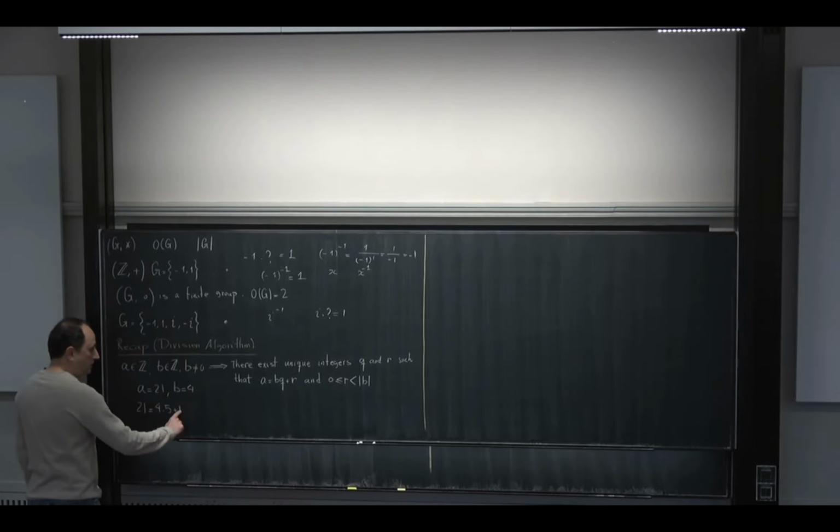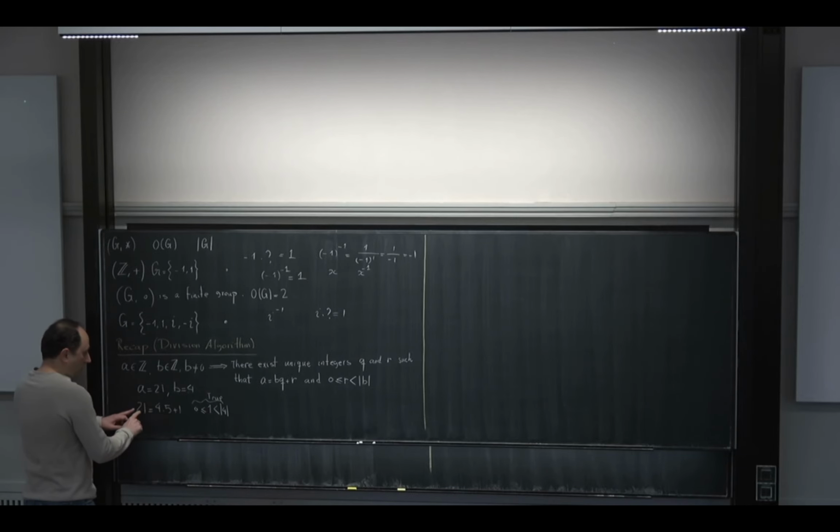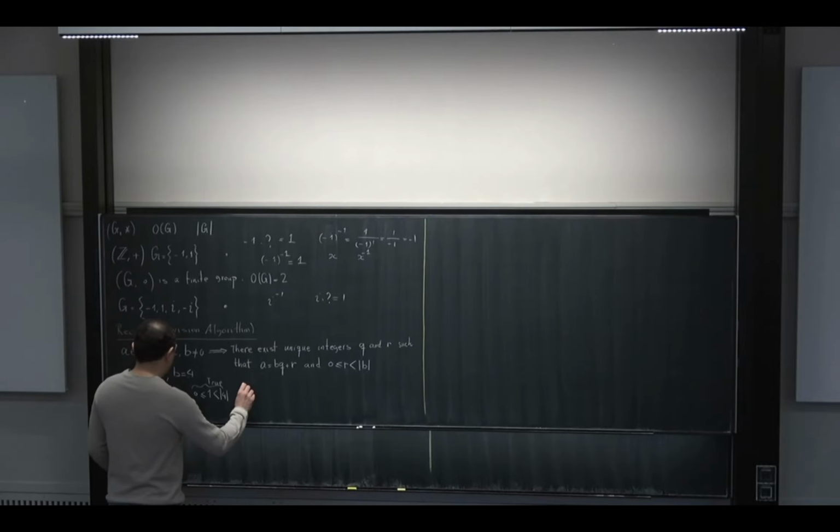This number that you got, 1, is definitely less than absolute value of 4. And it is greater than or equal to 0. So this one is true. Okay? So I was able to write 21 in this form, and this number satisfies the condition I need. So then I can declare that 5 is the quotient of this division and 1 is the remainder.